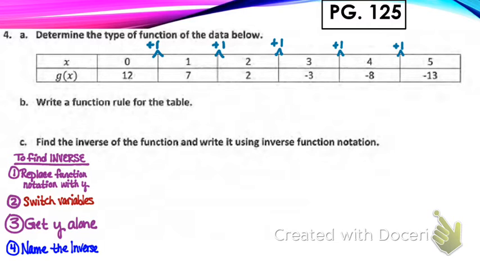What's going on down in the bottom with those y's? They're going down by how much? 5. 12 minus 5 gives me 7. 7 minus 5 gives me 2. 2 minus 5 gives me negative 3. All the way across. When my x's are changing by the same amount each time and my y's are changing by the same amount each time, we say that it has a constant rate of change.